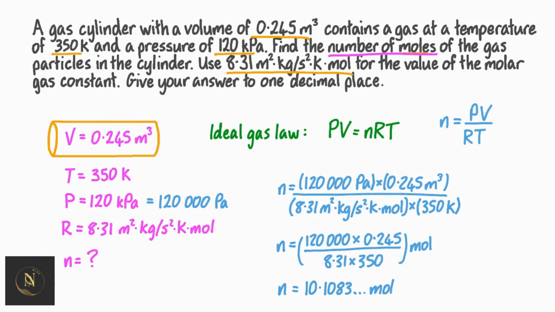We can notice though that the question asks for our answer to 1 decimal place. To 1 decimal place of precision, the result rounds down to 10.1 moles. Our answer to this question then is that to 1 decimal place there are 10.1 moles of the gas particles in the cylinder.